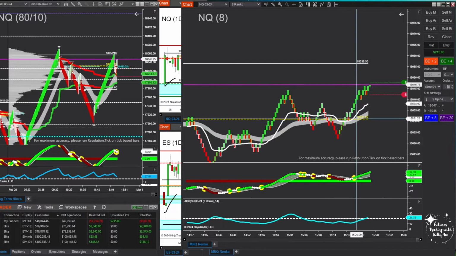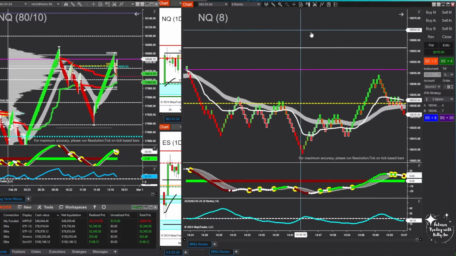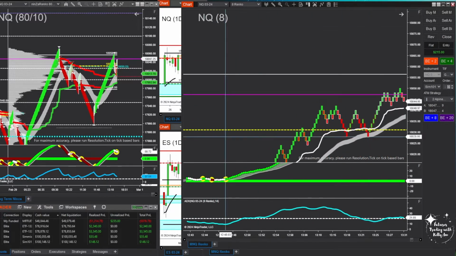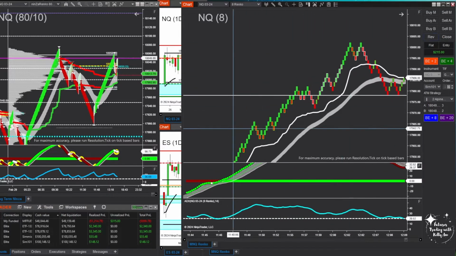So we came up one, two, three. Now I'm not going to enter anymore until we get pulled back to the 10 EMA. And then the rules are the same for shorts, just the opposite. Let me go find a short entry. I'm sure we have some.